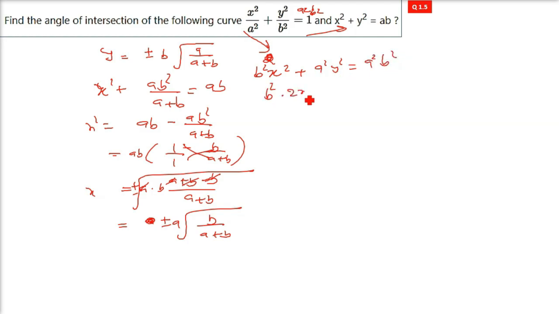Now I am differentiating it. b square, x square gives 2x, a square here 2y dy by dx. On the right it is going to be 0 because it is a constant. So you get a square 2y dy by dx. On the right it will be negative, negative b square 2x.